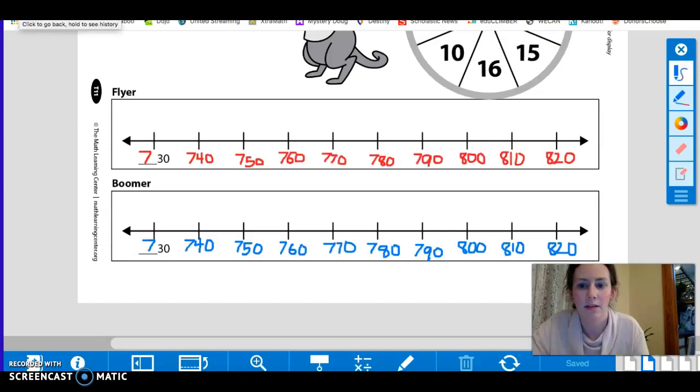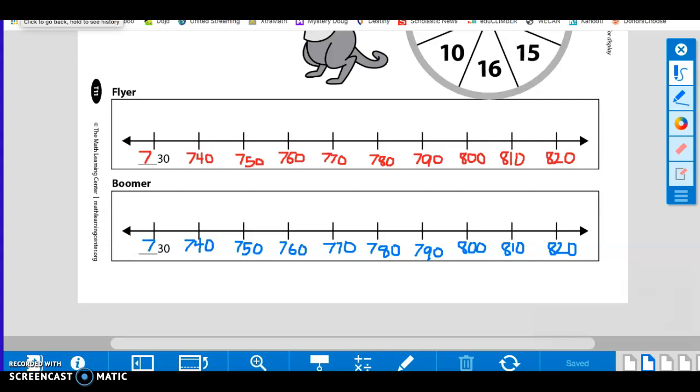Okay, so your number lines should look like mine on the screen after you labeled them, all the way from 730, and the next 10 tick marks at the end, I got to 820 for Flyer and for Boomer. Now, before we start, we're going to take a moment to warm up by making some mental hops. And we're going to do these mental hops forwards and backward along the number line. So first we're going to imagine that we're starting at 730 right here.